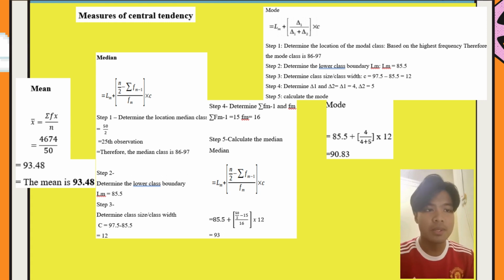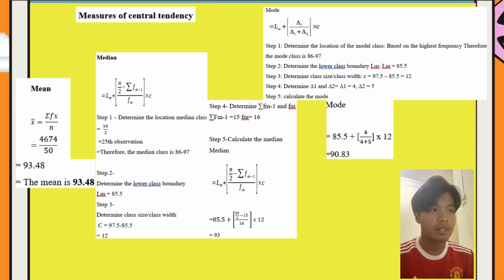To find the median, we will use the formula as shown on the slide. Step 1. Determine the location of the median class. 50 divided by 2 equals the 25th observation. Therefore, the median class is 86 to 97. Step 2. Determine the lower class boundary. LM equals 85.5. Step 3. Determine the class size or class width. C equals 97.5 minus 85.5. It will equal 12.